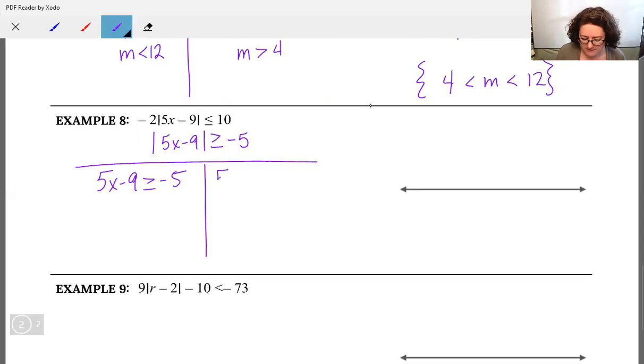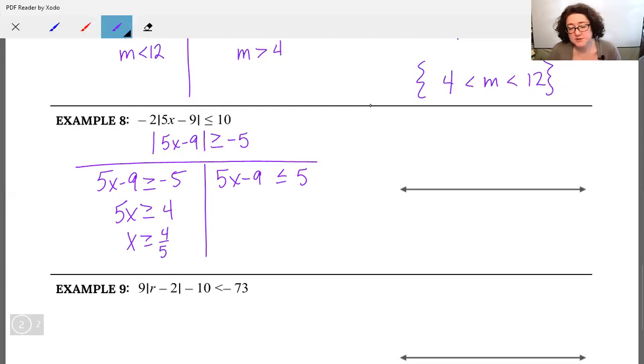And we have 5x minus 9 is less than or equal to 5. Add a 9 to both sides. So 5x is greater than or equal to 4. Divide both sides by 5. And again, I'm just going to leave this as a fraction. It's reduced as far as it can go. You could write it as a decimal if you really wanted to.